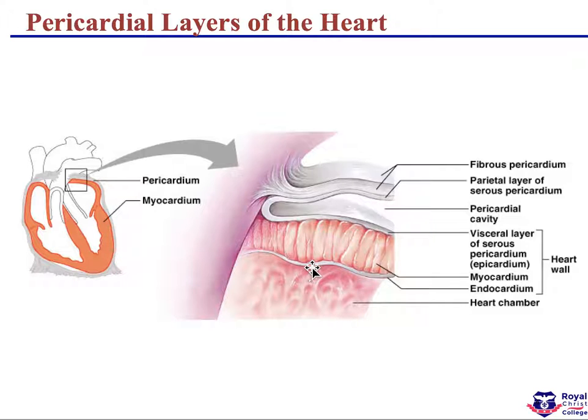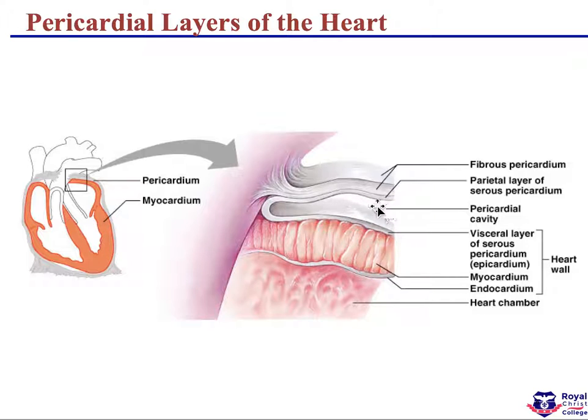So the coverings you need to be aware of, going from the superficial to the deep layer: the first thing you have is the fibrous pericardium, then you have the parietal layer of the serous pericardium, and then that swings around like this, and this bit is known as the visceral layer.